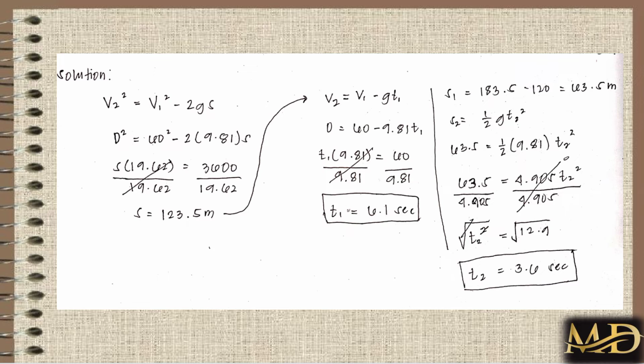S2 is equal to 1/2 G T2 squared. So 63.5 is equal to 1/2 times 9.81 T2 squared. So therefore 63.5 equal to 4.905 T2 squared. Divide 4.905 both sides. So T2 squared is equal to 12.9. To cancel the T2 squared, let's take the square root of both sides. So the result will be T2 equal to 3.6 seconds.